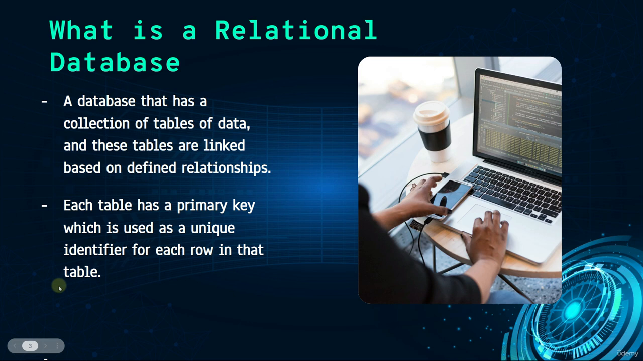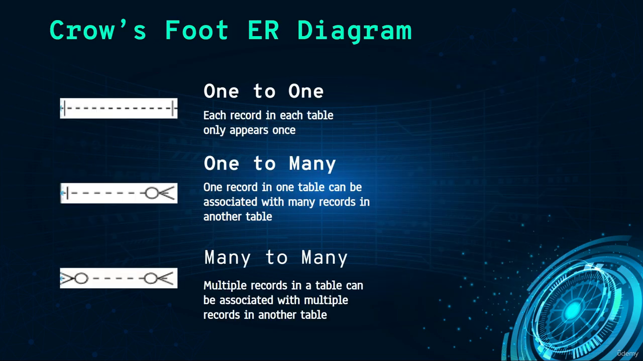A relational database is a collection of tables of data, and these are all linked by a common identifier, or a key. Each table has a primary key, which is a unique key assigned to each row, and this key can connect the table to another. It is known as a foreign key in the other table. There are three ways two tables can be related to one another: one-to-one, one-to-many, or a many-to-many relationship.